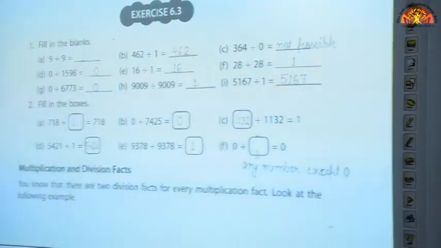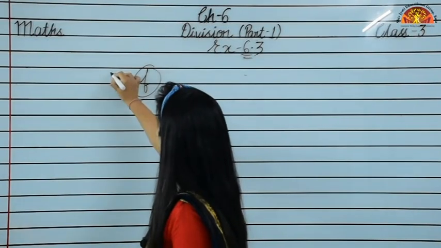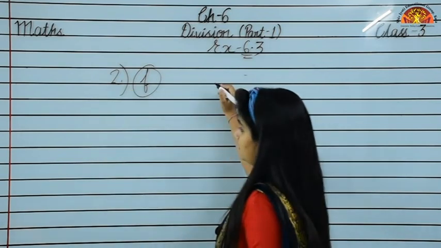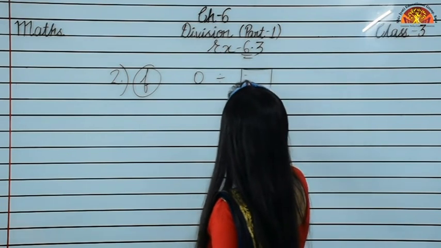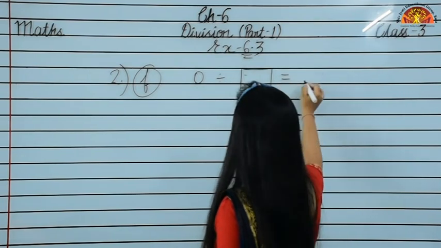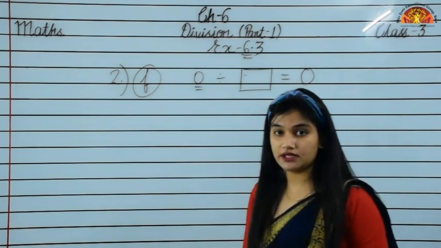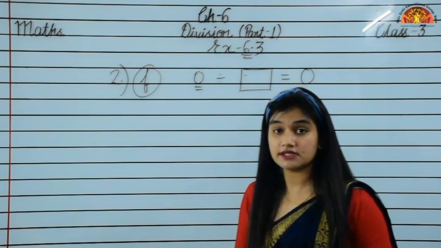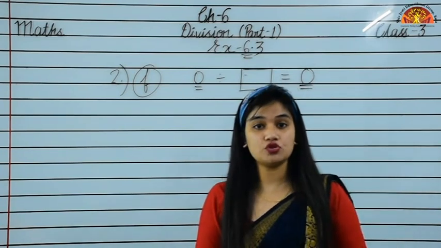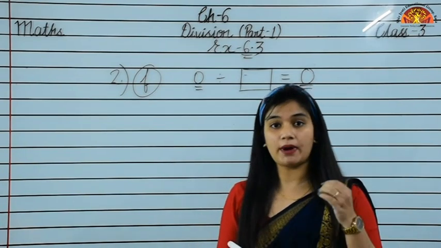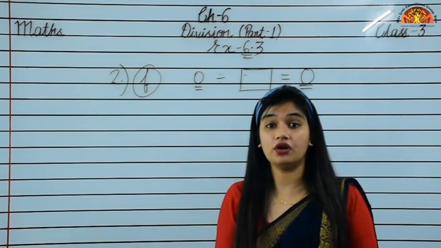So just look here, F part is exercise 6.3, question number 2. And the F part is 0 divided by a number is equals to 0. So now students, the dividend you can see is 0 here. It means you have to divide 0 by a number and you will get the result 0. So as I have told you, when you divide 0 by any number, जब आप 0 को किसी भी number से divide करोगे, your answer will be always 0.